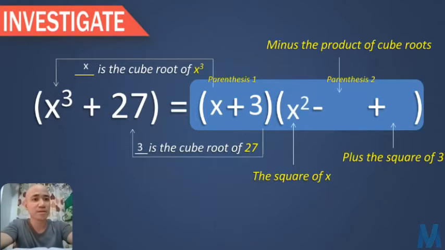Then sa dako nga parenthesis, the square of x is x squared. The product of the cube roots, kung i-multiply natin ng x kagang 3, the result is 3x. Okay? And plus the square of 3, which is equal to 9.